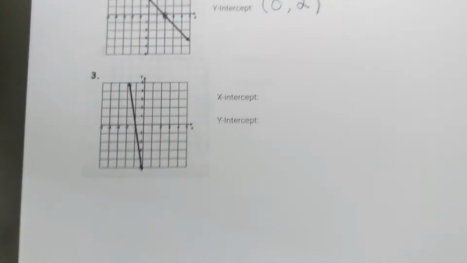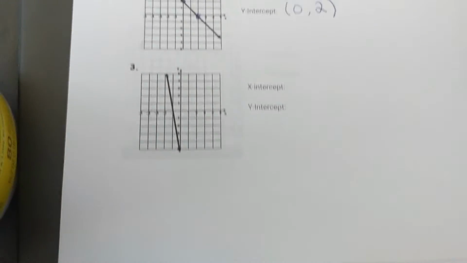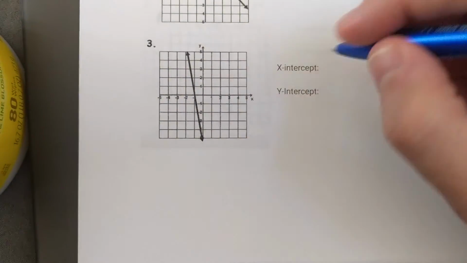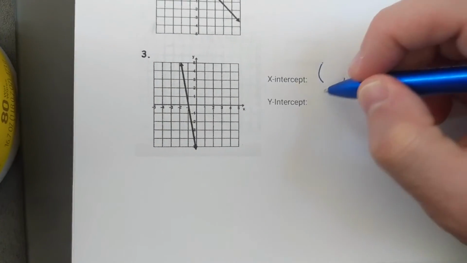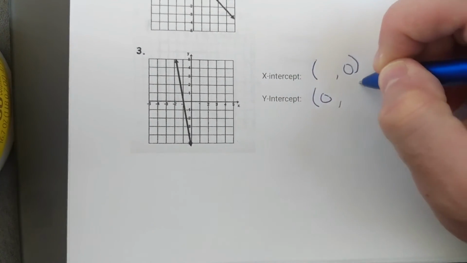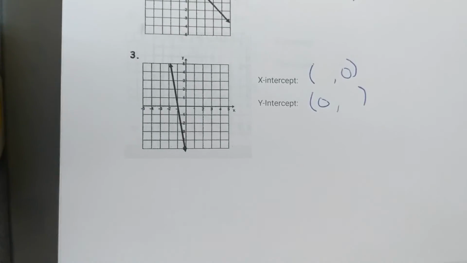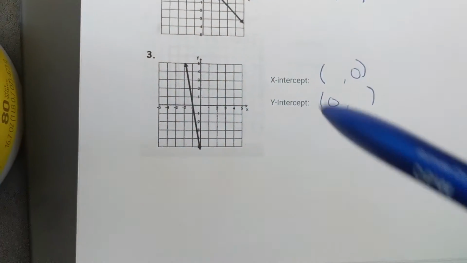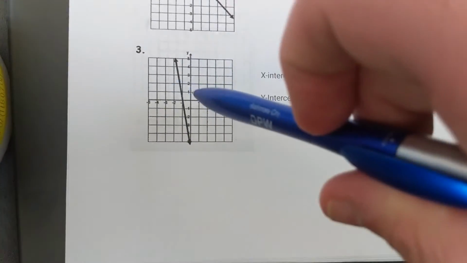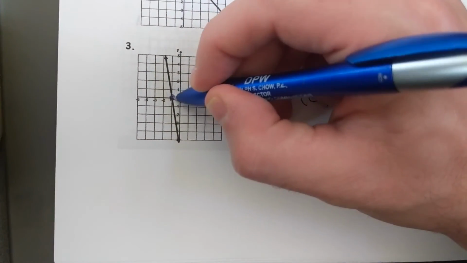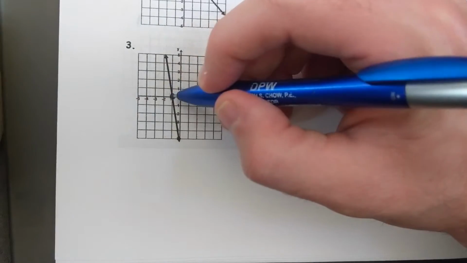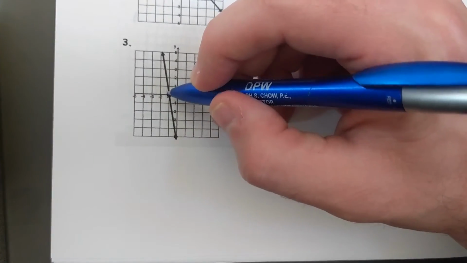And then the last one we'll do together, number 3. Sorry if this is shaky. So same thing, we need to put in blank, 0 for our x-intercept and 0, blank for our y. And now I'm going to find those two intercepts. So the first thing I'm going to find is my x. And if we look closely again, this is to the left of the origin, so that means our x-intercept is going to be negative. So this is negative 1.